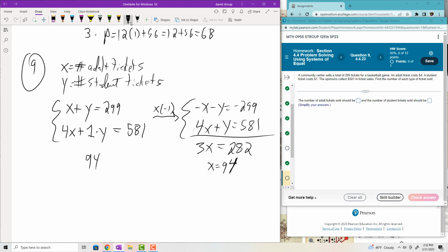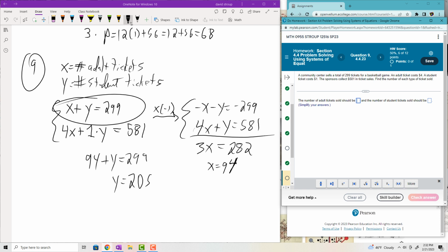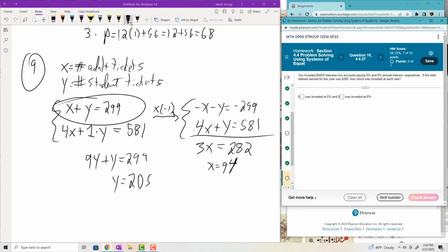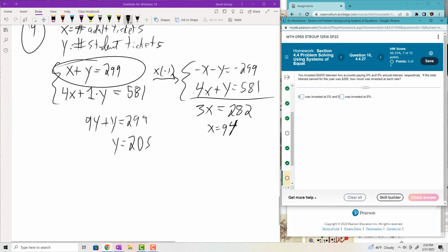And then going back to this first equation, 94 plus y is 299. So y will equal 205. So 205 student tickets. Okay, so 94 adults and 205 students. And that looks good. Okay. Here's the investment problem.